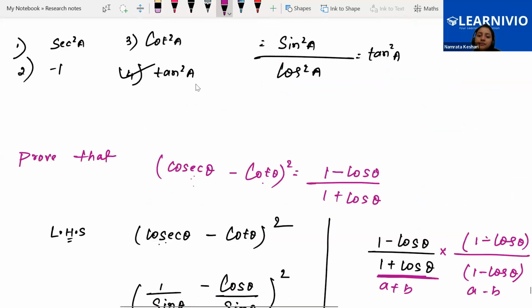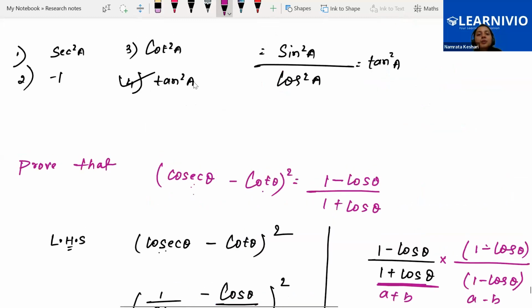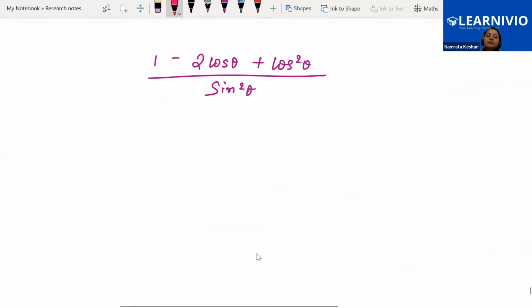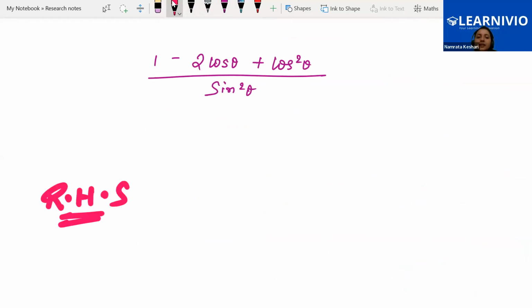It is comparatively easy to take the right side and prove it. However, with the left side also I'm going to show you how we will prove. So if you want to prove by taking the right side, let me help you with that. We can take the right hand side directly, and we can take 1 minus cos theta by 1 plus cos theta.